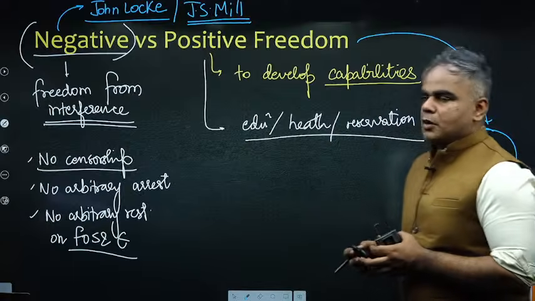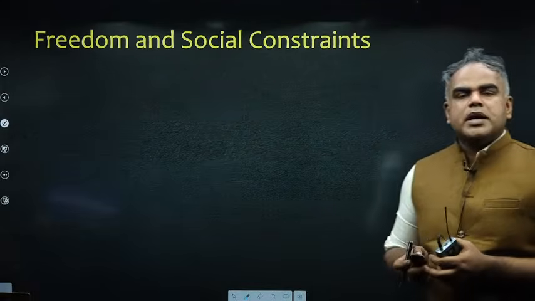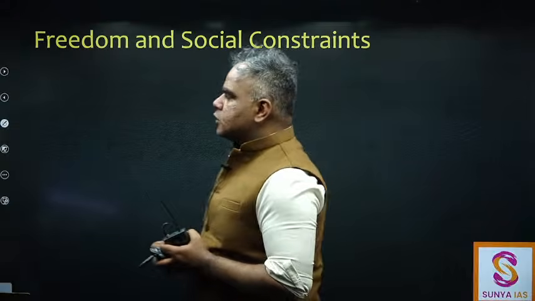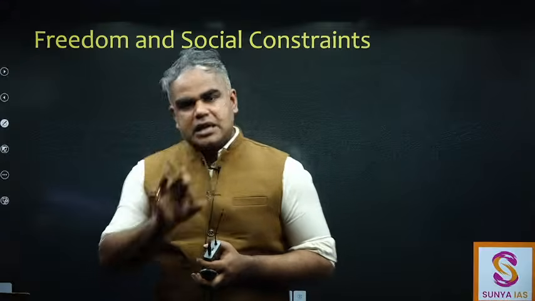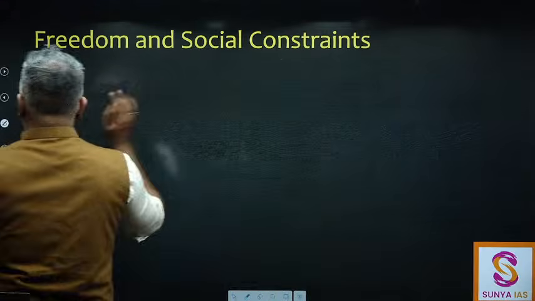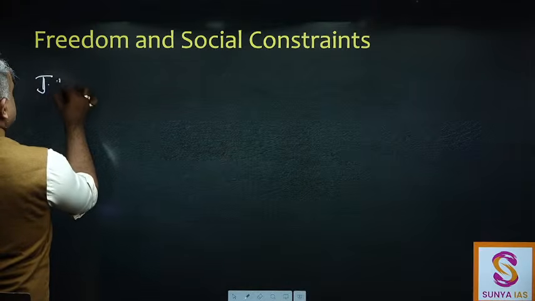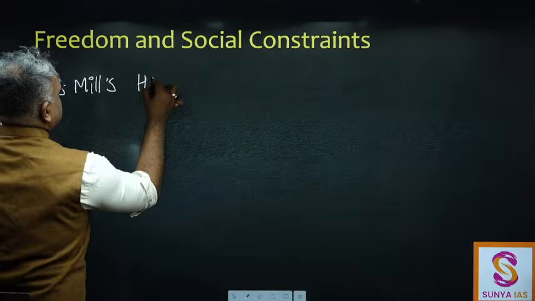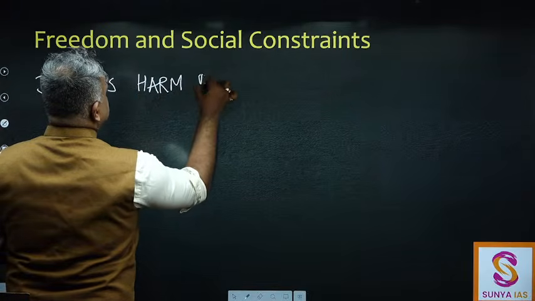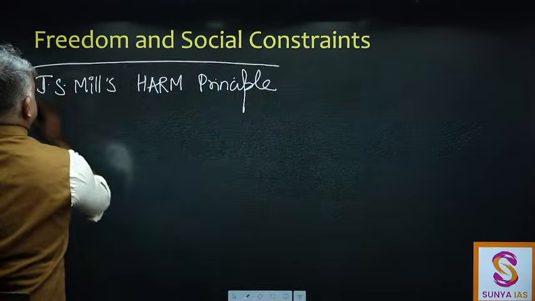Okay. Now, the last part for today, and this is to understand freedom and social constraints. In our NCERT, you will see a proper paragraph being made, and they have mentioned J.S. Mill's harm principle, because this is mentioned in the NCERT. Again, I'll just explain this to you.